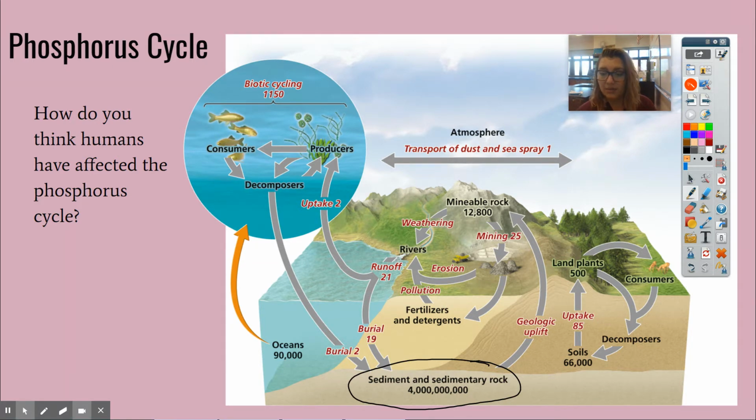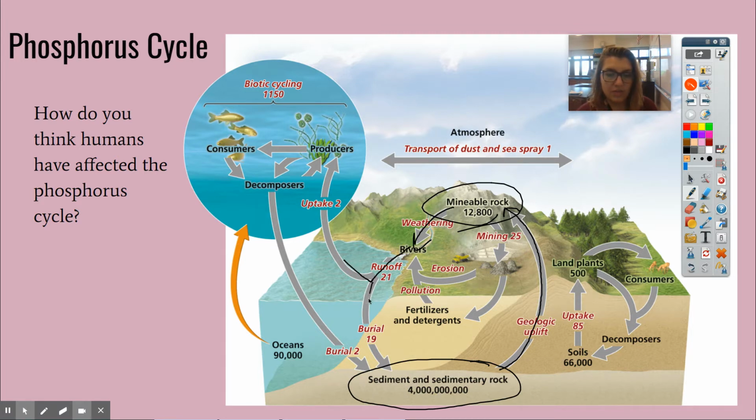And basically what happens is the sedimentary rock comes up through geologic uplift, which we'll talk more about once we get to plate tectonics. And it's going to expose the sedimentary rock into what's called mineable rock. We're going to mine that. We're going to use it in fertilizers. But some of this is going to run off into the river, just due to weathering. And then from there, it'll run off into the oceans.